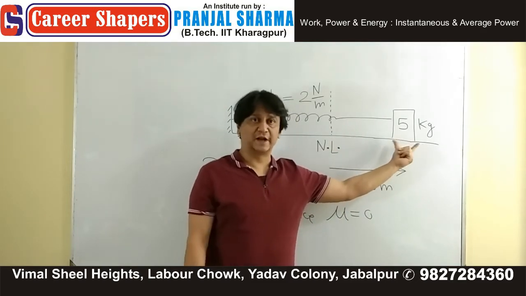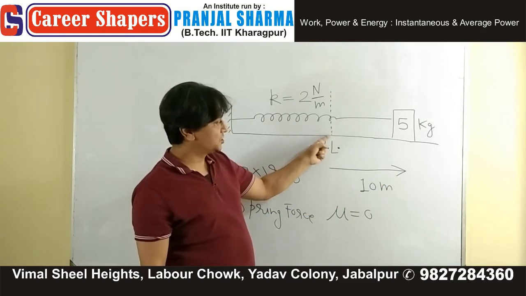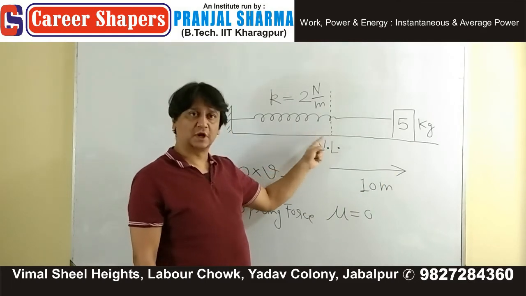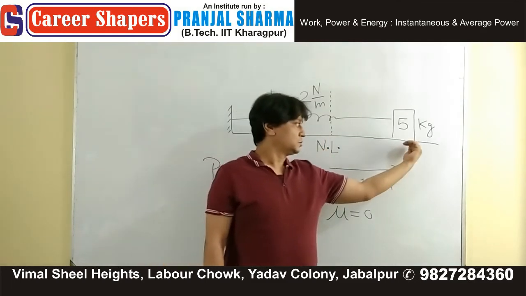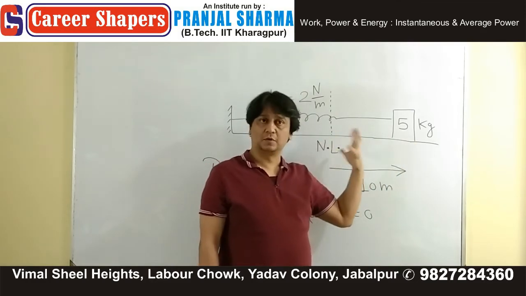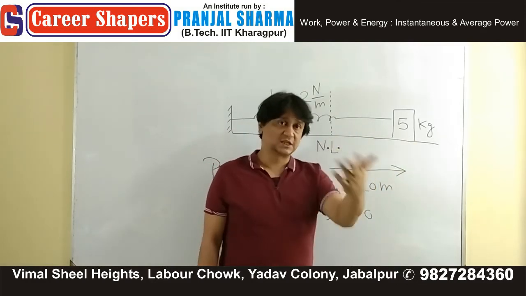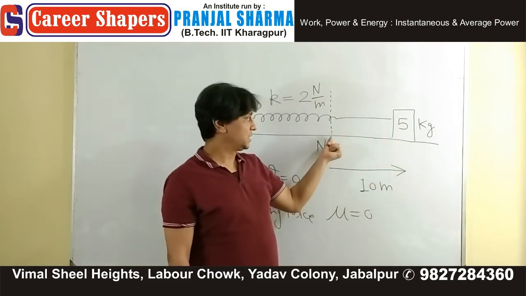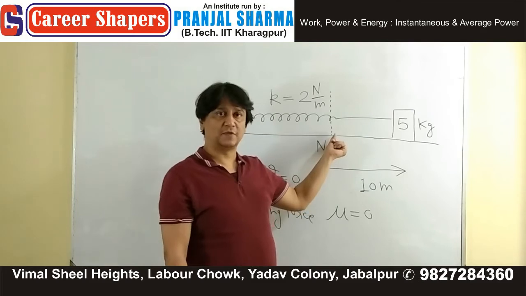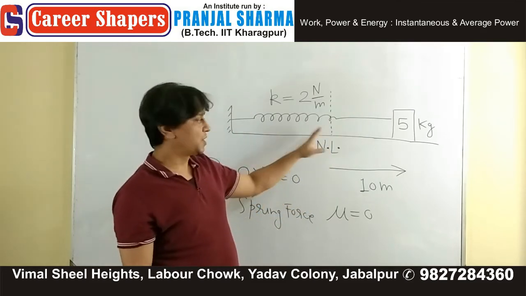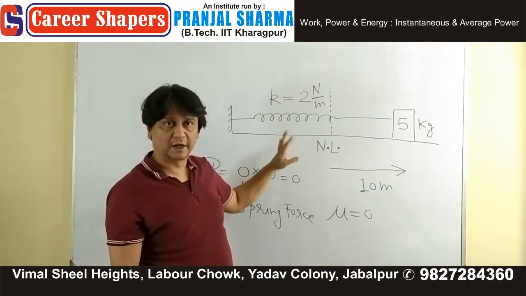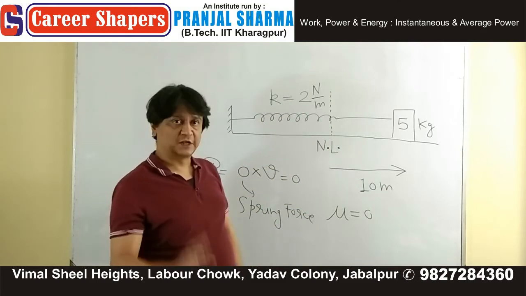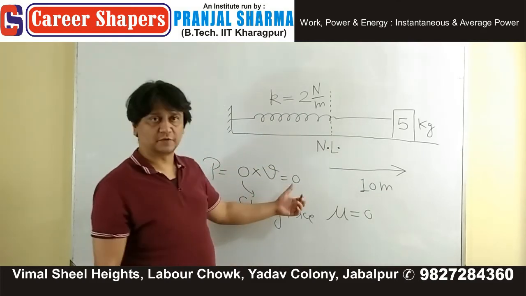The question says find out the instantaneous power when it is passing the natural length position. This object is moving with V, which will be the maximum V. When you release it, it gains V. At this point, V is maximum, and then it moves in this direction. Spring will be compressed, V will decrease. So displacement is not zero, power is coming zero because of this.